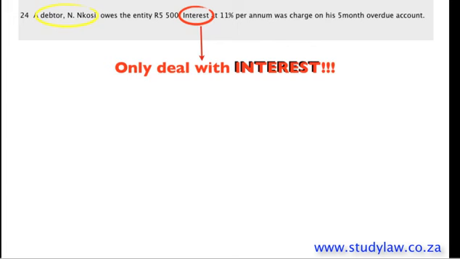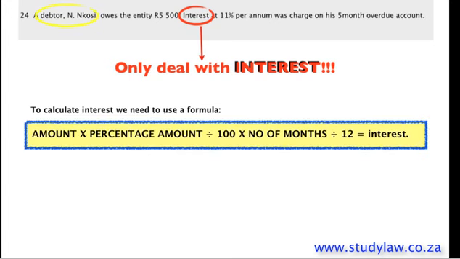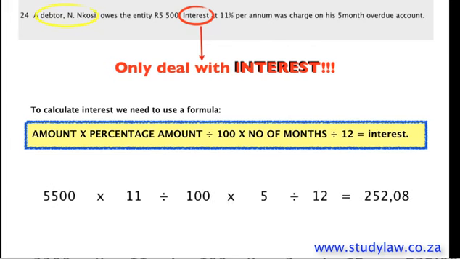Let's continue. To calculate interest, we need to use a formula. Amount times percentage divided by 100 times the number of months divided by 12 will give us our interest. Let's substitute our numbers into this formula. 5,500 is our amount, times it by the percentage, which is 11%, divide by 100, times it by the number of months, which is 5 months, and divide it by 12.